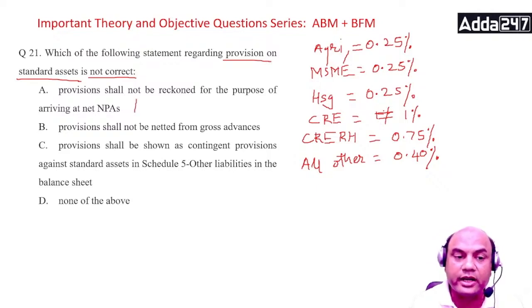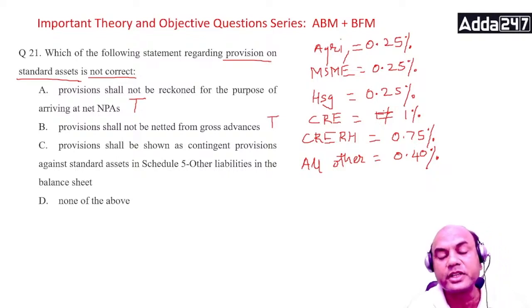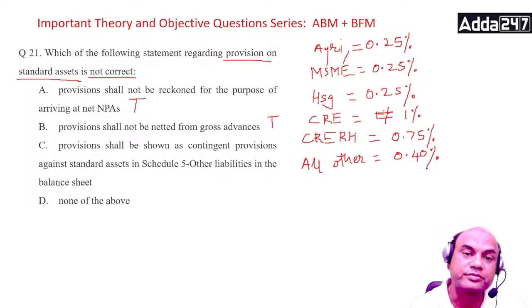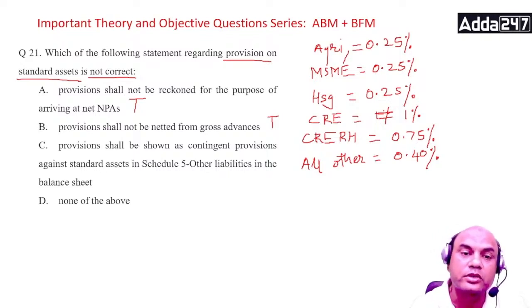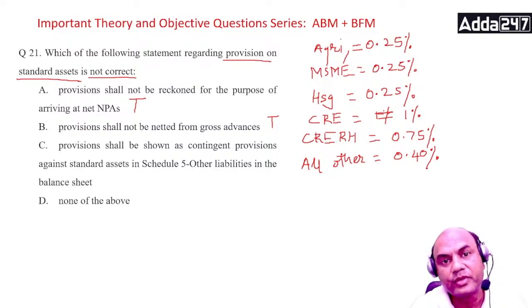This is correct. So I'll write here true. This is true. Shall not be reckoned. I can't take the provision of standard assets as a provision for NPAs, right? Provision shall not be netted from the gross advances. That is also true. The provision is not netted from the gross advances. Gross advance means total advances which I have given. Then where will it be netted? Gross advance includes everything. Okay, so regular, standard, NPA, everything.